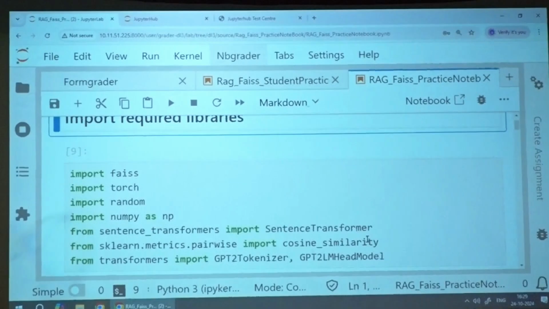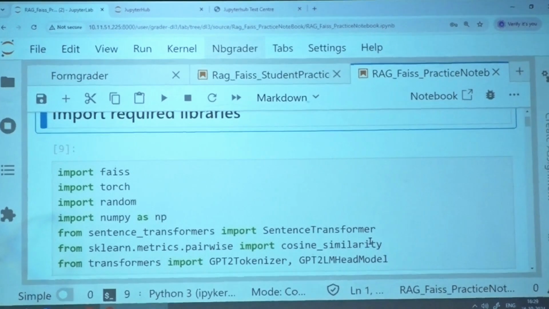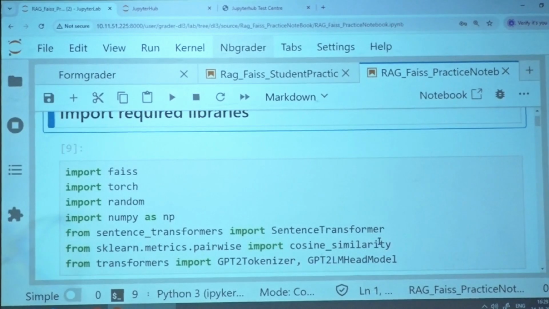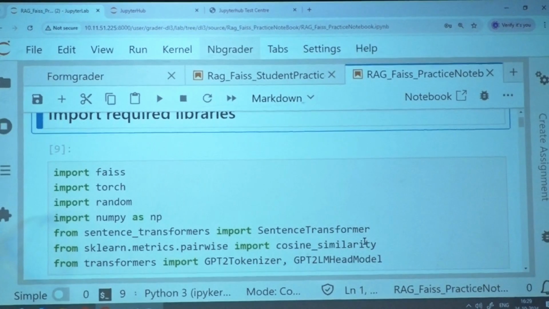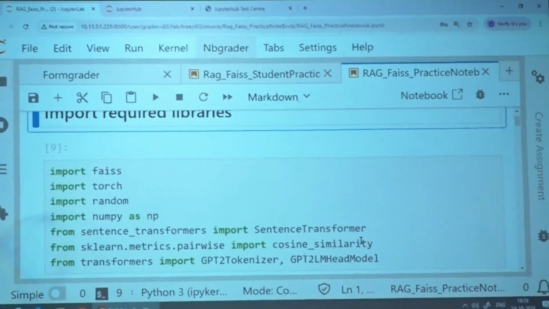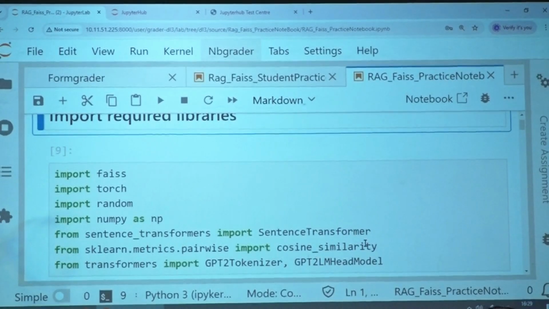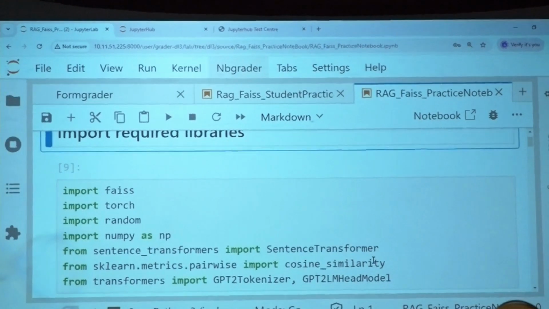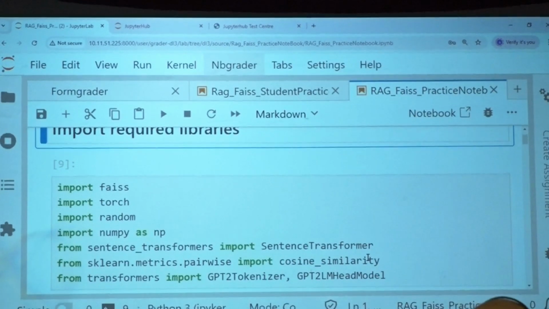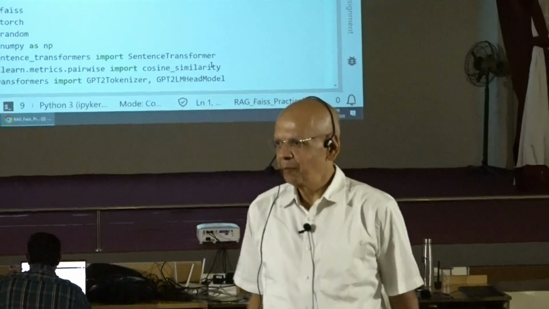Then import torch, import random, import numpy, import sentence transformer. What is a sentence transformer? Well, it is one of the embedders. It helps embed a document into a bunch of vectors. It's one of the better embedders. See, what is a better embedder? Produces very dense information. Then it is a good embedder. Okay? It is a very rich embedder.